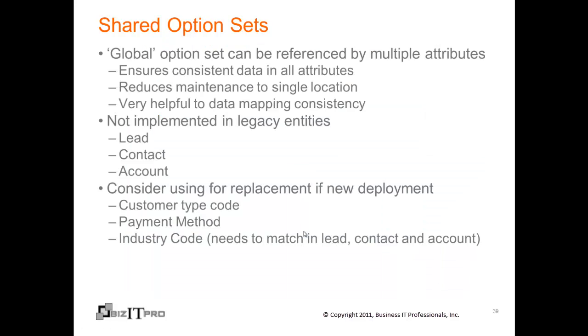Global option sets can be referenced by multiple attributes, and it ensures consistent data in all the attributes. It reduces the maintenance to a single place. If I want to add more options to an option set, I just go into the global option set and add it, and immediately, once that's published, all the entities that access that option set now have these new values.